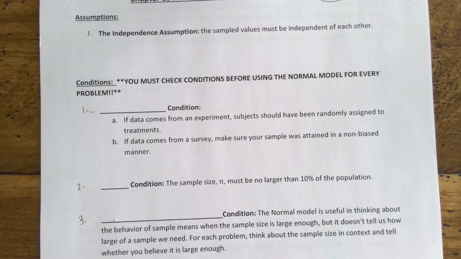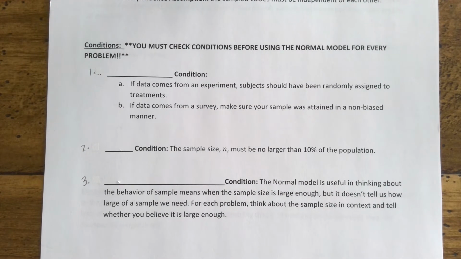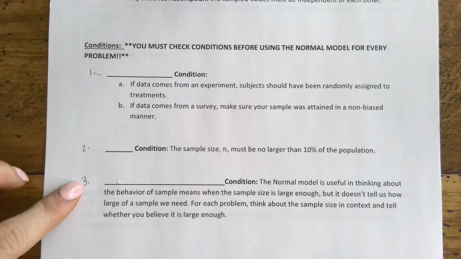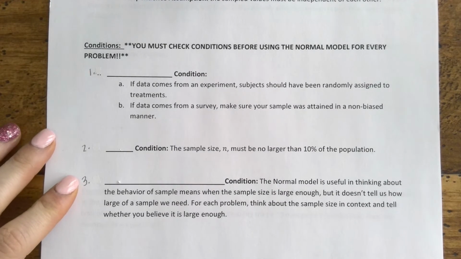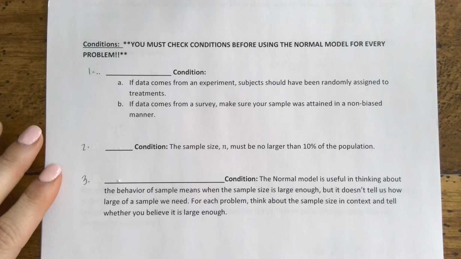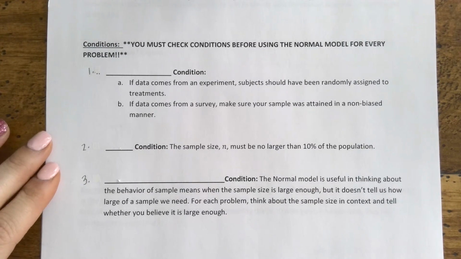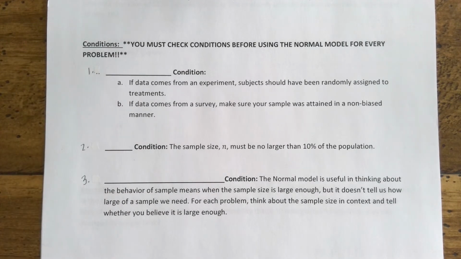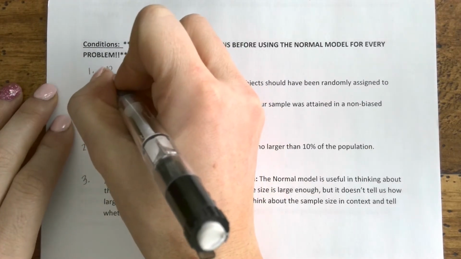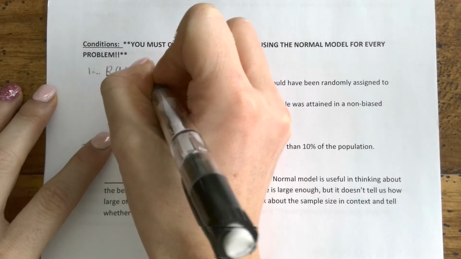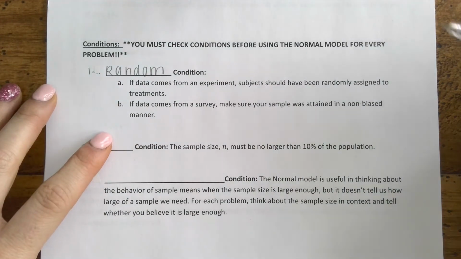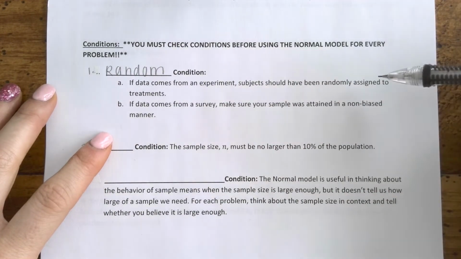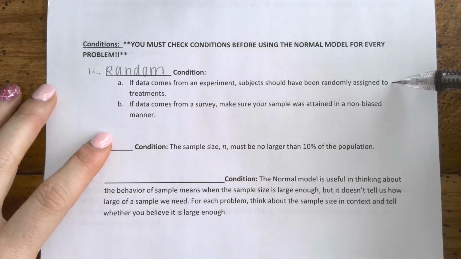Now I apologize, your numbering was a little messed up on your paper, but there are 3 conditions for using the normal model, and again we have to check these conditions every single time. What's really nice is that the first 2 conditions are the same as we saw for proportions, but that third condition is a little bit different. So our first condition is our random condition. Just like we saw with proportions, we want to make sure that if the data comes from an experiment, the subjects have been randomly assigned treatments.